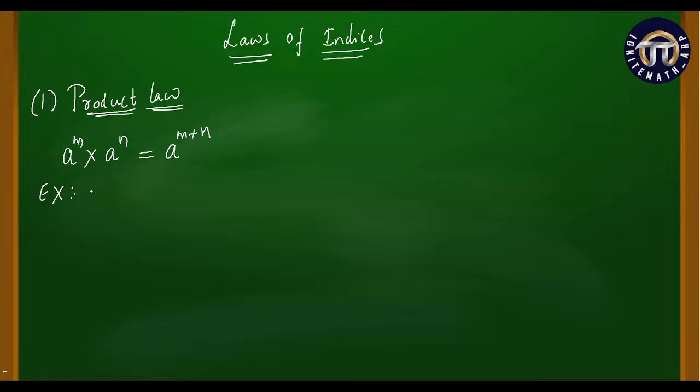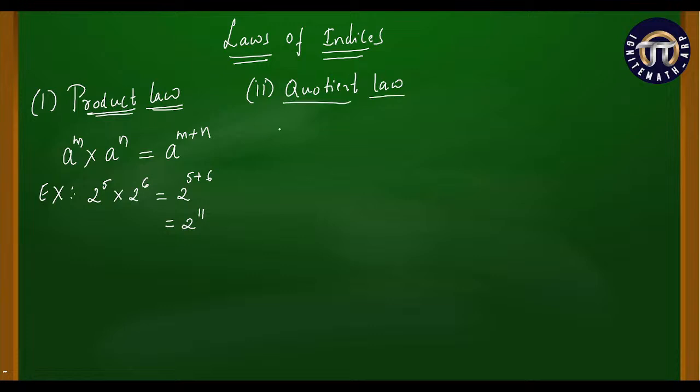Example: if I have 2 to the power of 5 into 2 to the power of 6, this can be written as 2 to the power of 5 plus 6. So that is nothing but 2 to the power of 11, which is the answer. That is about the product law. Next one is the quotient law. So what does the quotient law tell us?